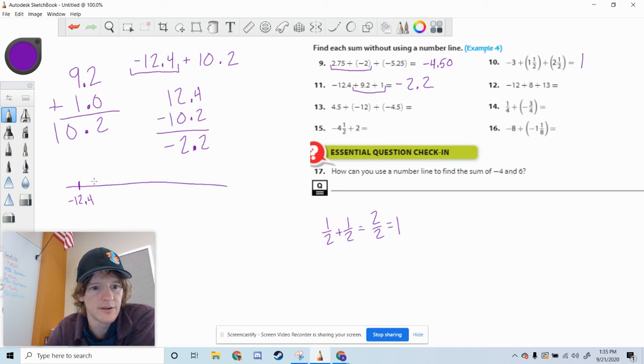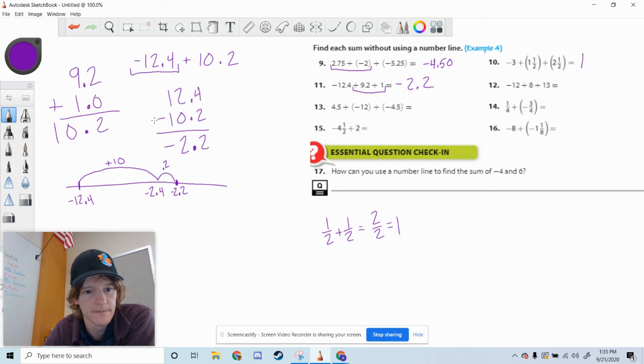Now, if I do this with a number line, I would start here at negative 12.4. I would go to the right by 10 to negative 2.4. And then I'd go to the right by 0.2, which would put me at negative 2.2. Right there. Really can't believe that they say without using a number line in this section.